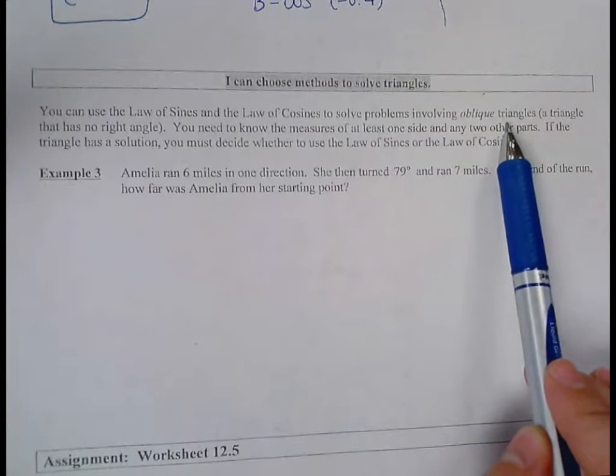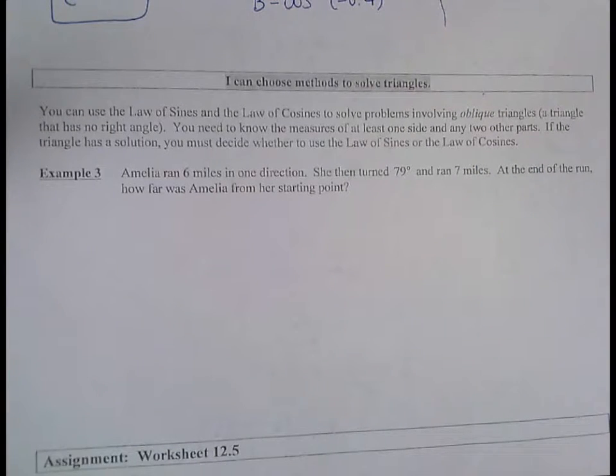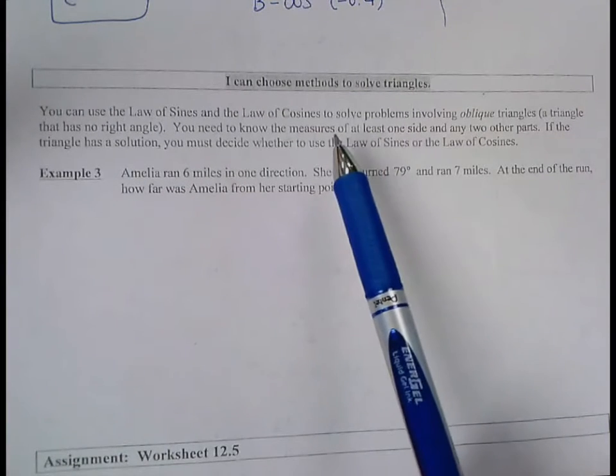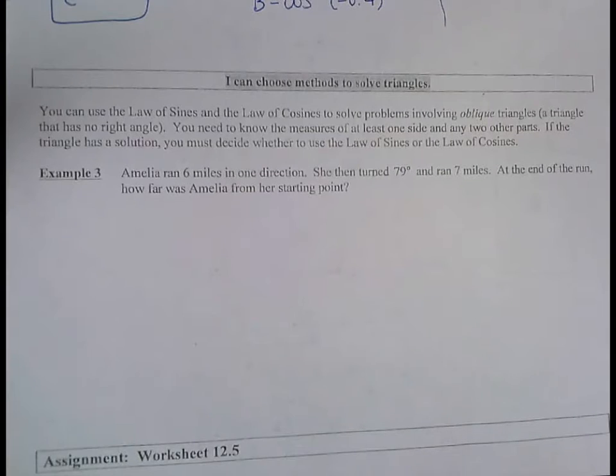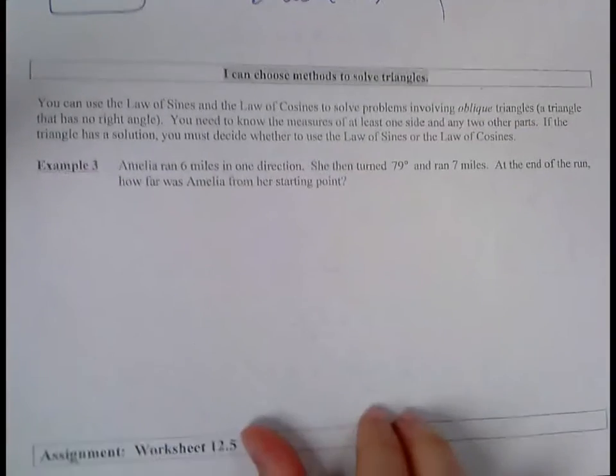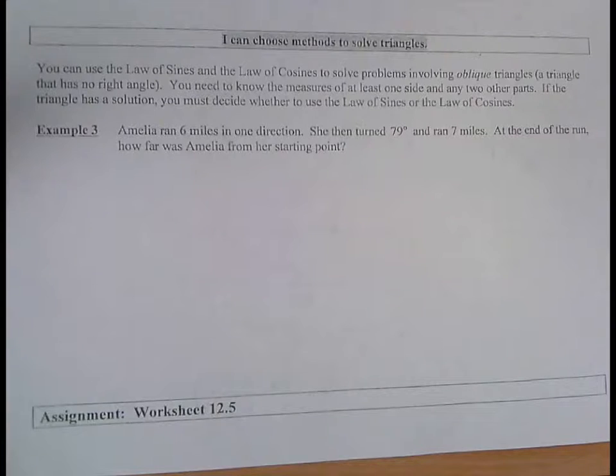I mentioned that word before. A triangle that does not have a right angle is an oblique triangle. And as I also said, you have to know at least one side and then any two other parts. But you would have to decide if law of sines or law of cosines is appropriate to use. So for example 3, I actually want you to work through this one.